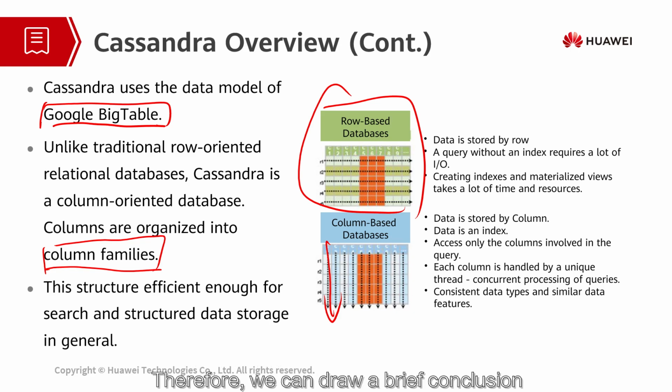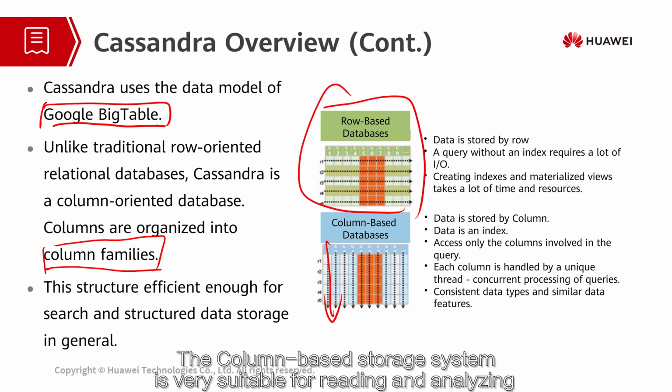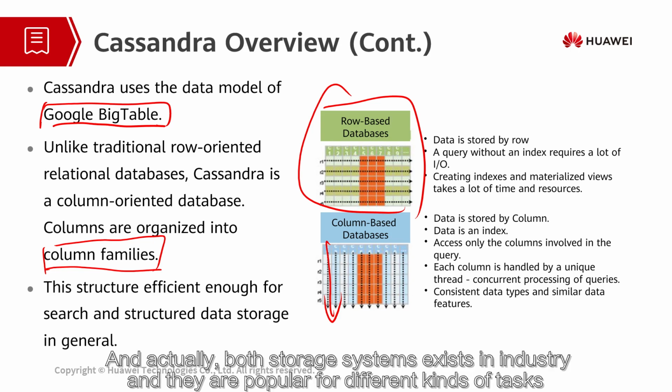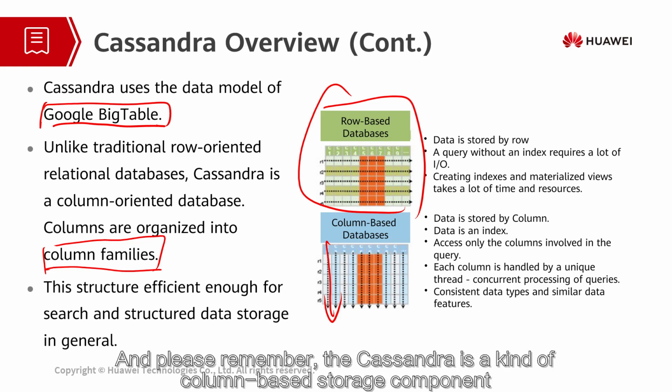Therefore, we can draw a brief conclusion. The column-based storage system is very suitable for reading and analyzing, but when a row is read, we need multiple I/O operations. And actually, both storage systems exist in industry and they are popular for different kinds of tasks. And please remember, Cassandra is a kind of column-based storage component.